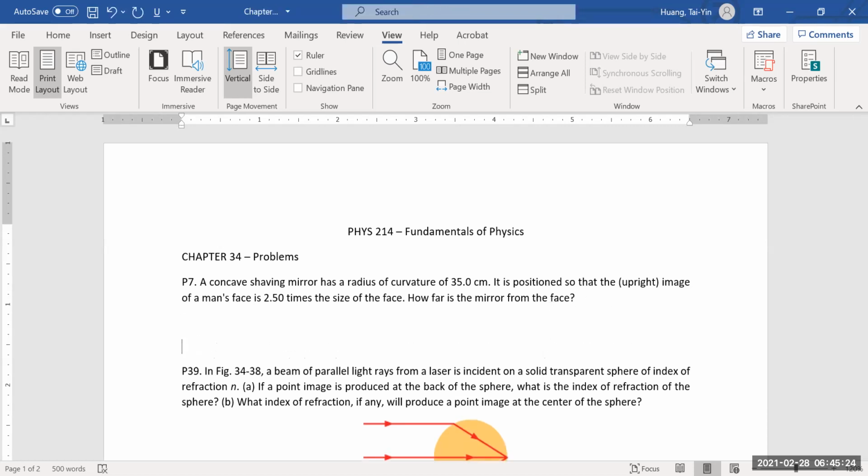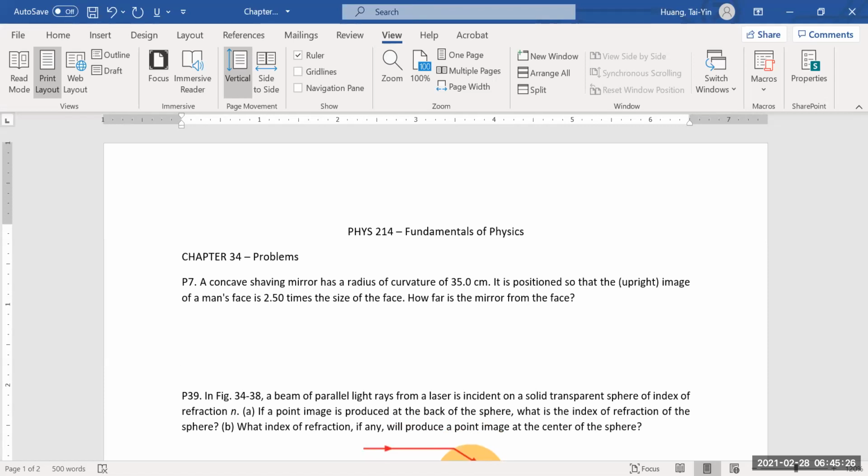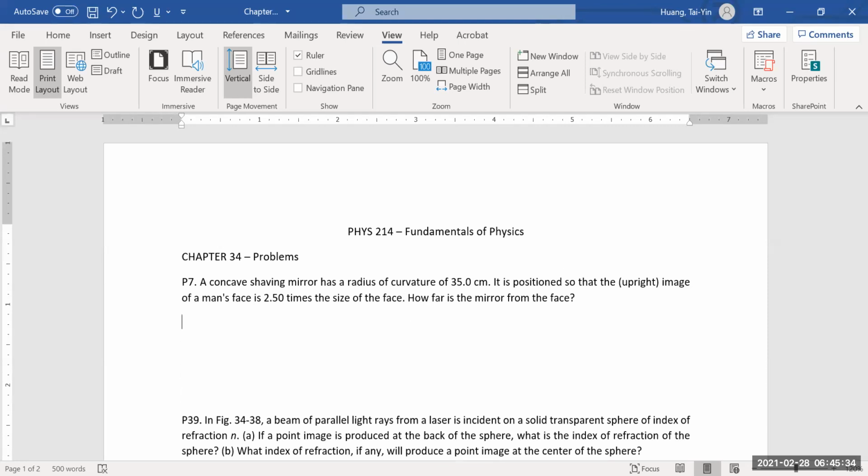So this is the mirrors. You have an object that's in front of the mirror and it forms the image, and there are several key things that we can deduce. One is that the radius of curvature is 35 centimeters, and it is a concave mirror. So for a concave mirror, we know that R is positive. The radius is positive, 35 centimeters.